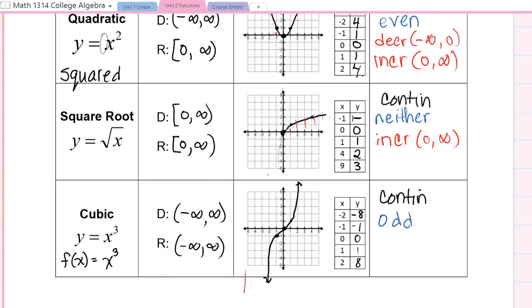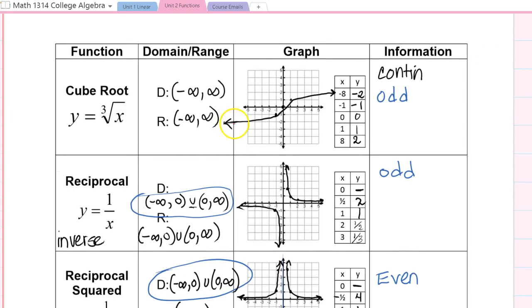Cubic, if we start at negative infinity over here, we see our y values are always getting bigger, so it is increasing from negative infinity to infinity. Cube root, slowly but surely our y values are getting bigger, so this is actually an increasing interval from negative infinity to infinity. For reciprocal, if we're going from negative infinity to 0, we see our y values are actually getting smaller, so it's decreasing from negative infinity to 0. And then on the other side of 0, we can see that it's also decreasing from 0 to infinity.